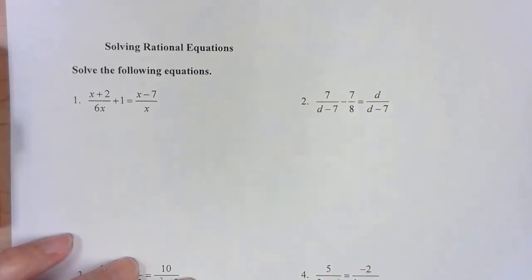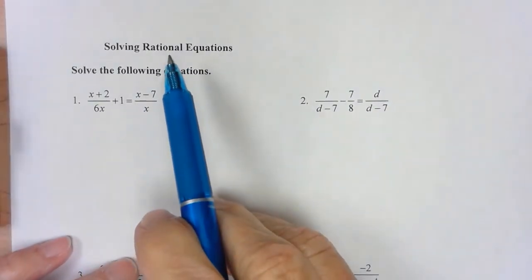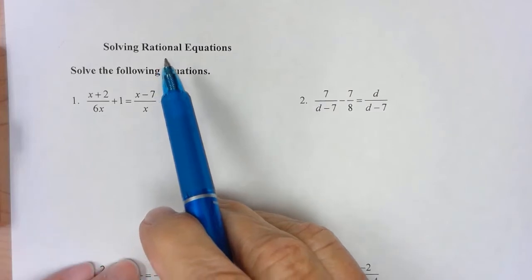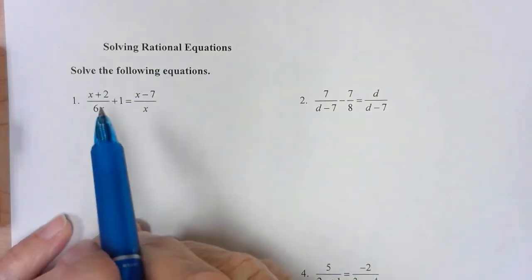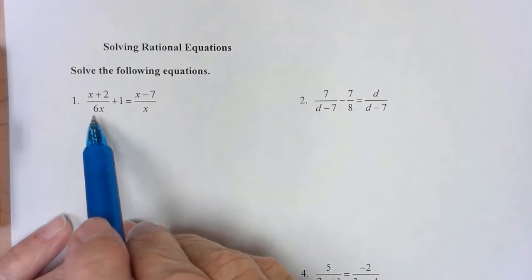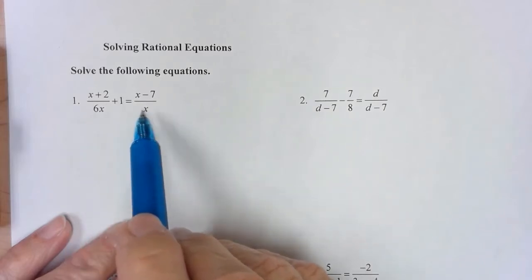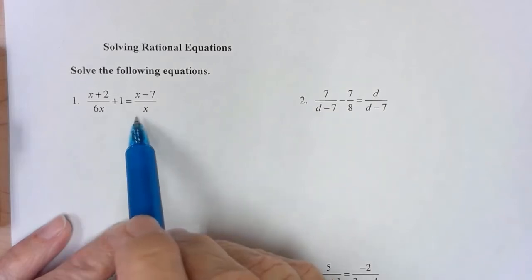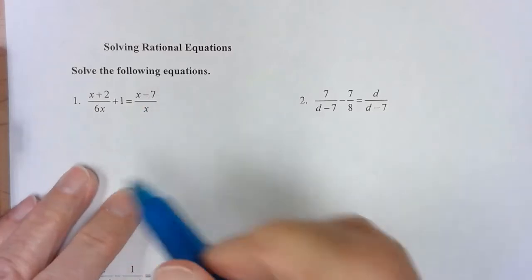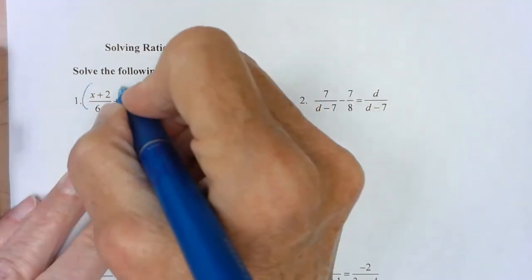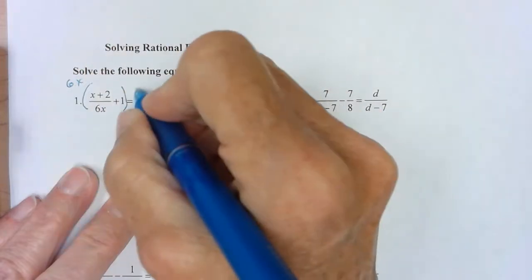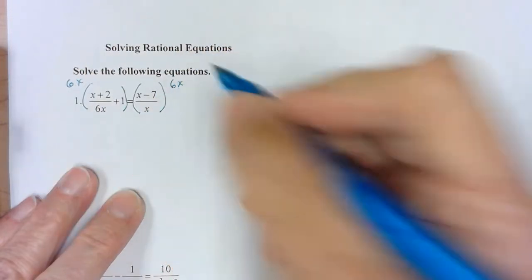I said earlier that when you have equations and you have denominators, you need to clear them out. You do that by multiplying by, hopefully, the LCD. Since we're solving rational equations, that means we're going to have denominators all over the place. So in the first one, I have a denominator of 6x here and x here. The one thing that both of those will go into would be 6x. So I'm going to multiply the left-hand side by 6x and the right-hand side.